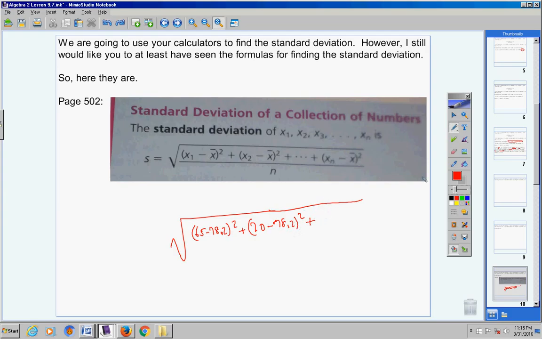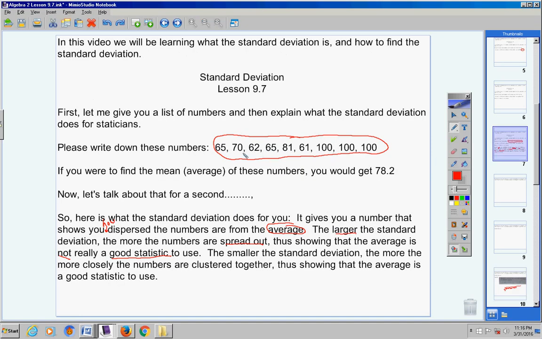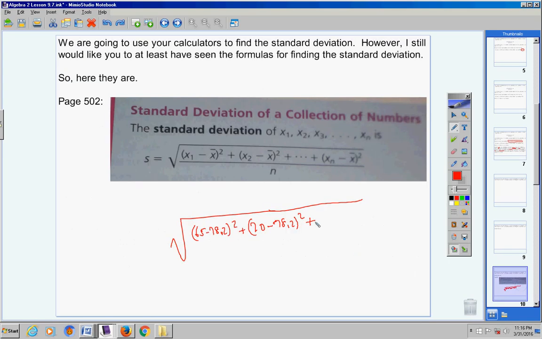So you go to the third number, which is 62. And you would put in 62 minus the average, 78.2, quantity squared. And you would do that for every number. And then divide it by n. Now n is the total number of numbers in your set that you have. So we have 9 numbers. And after you do all that, take the square root of it. It's really, really a long formula.